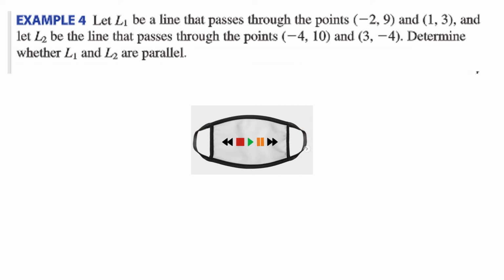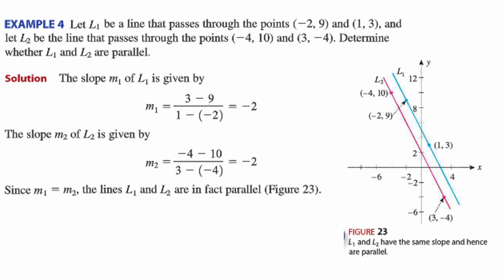You know what to do. Let's see how you did. So you calculate the slope of L1, you get -2. The slope of L2, you get -2. That means they have the same slope. That means they are parallel lines.